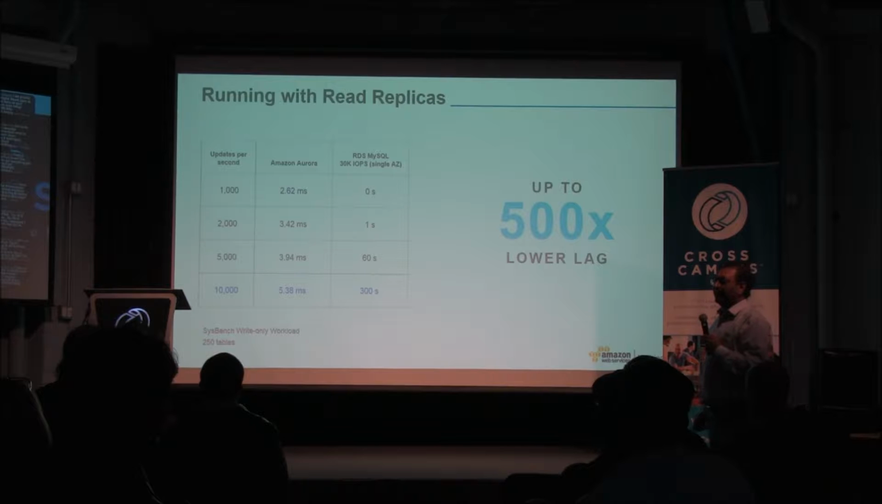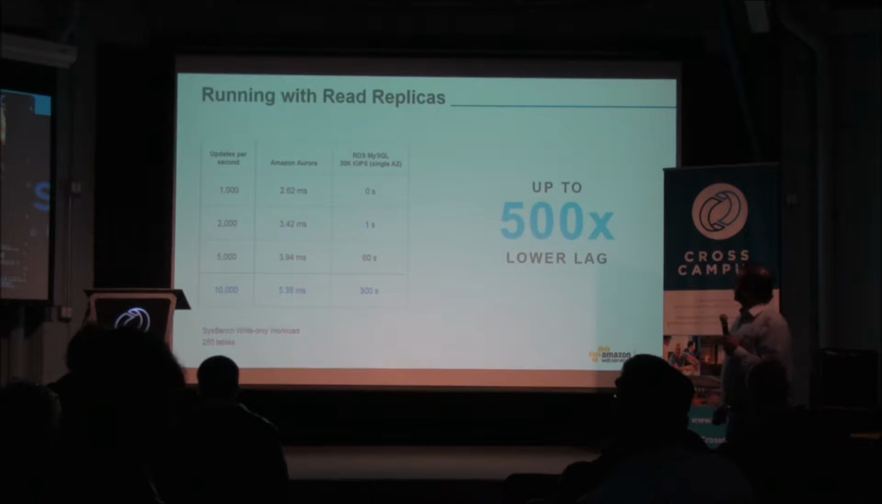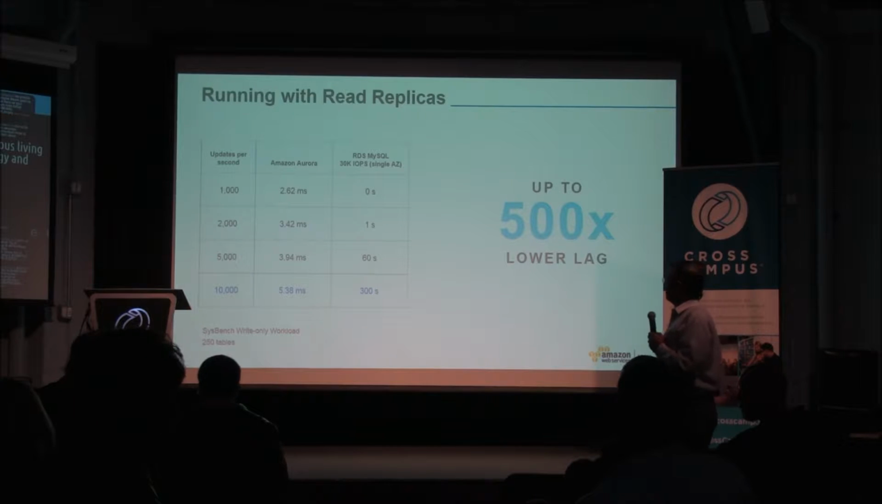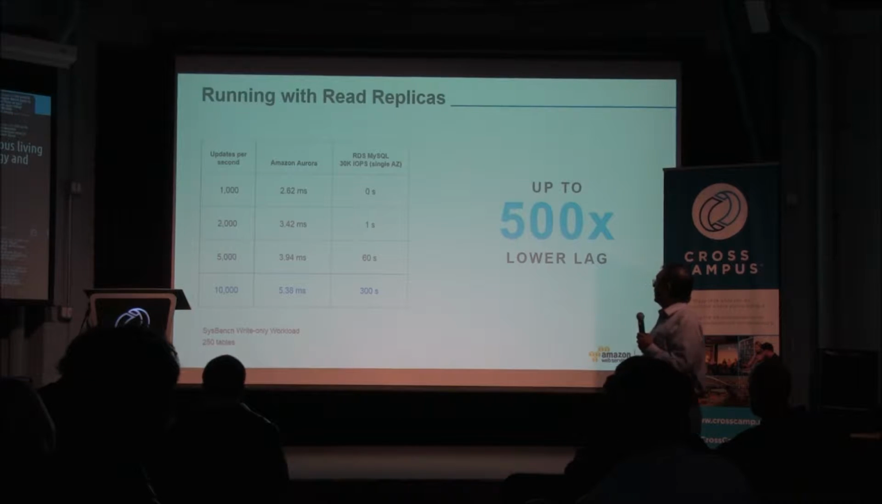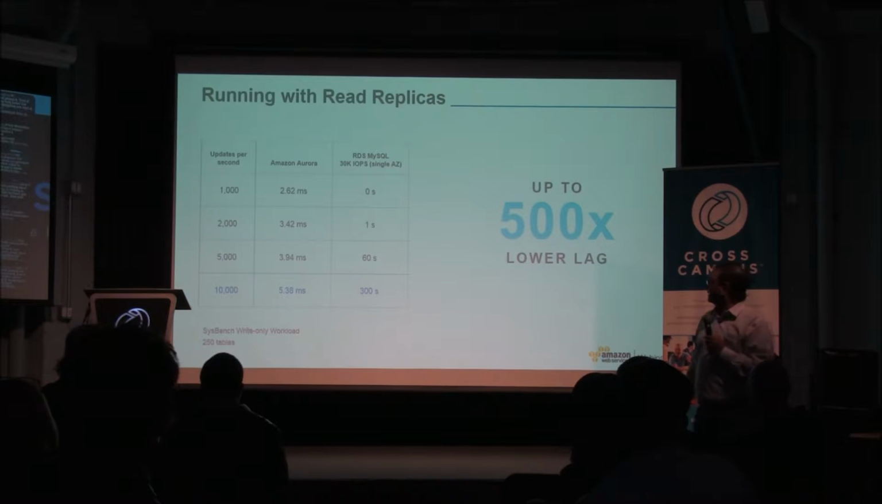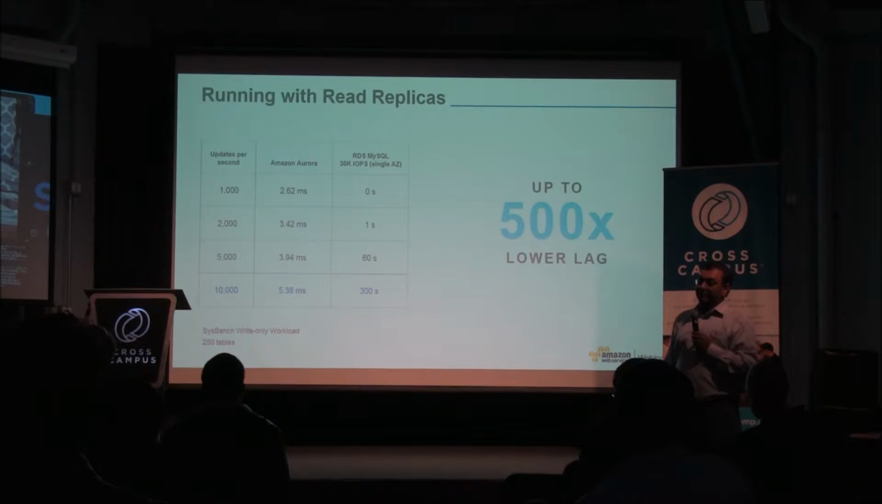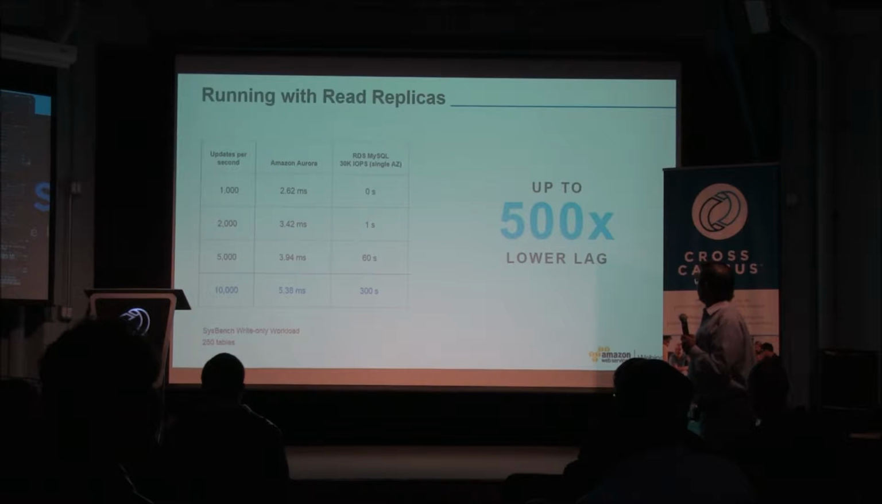This is an example of where you are adding high availability in the mix. If you look at the read replicas, and we increase the number of updates per second from 1,000 to 10,000, for Amazon Aurora the read replica lag goes from 2.6 milliseconds to 5.3 milliseconds. And in the case of MySQL, it can go as high as 300 seconds. Right? Which is 500x better in terms of the lag that we see.